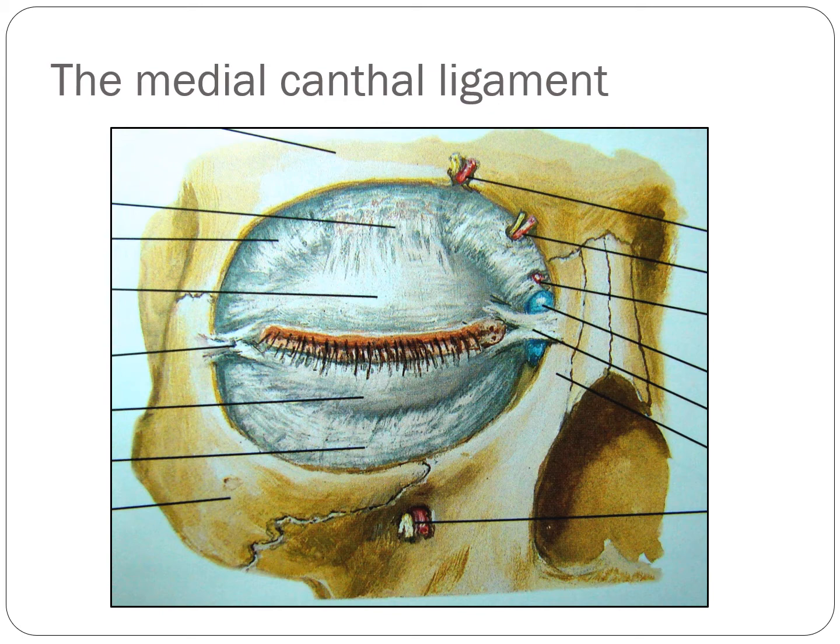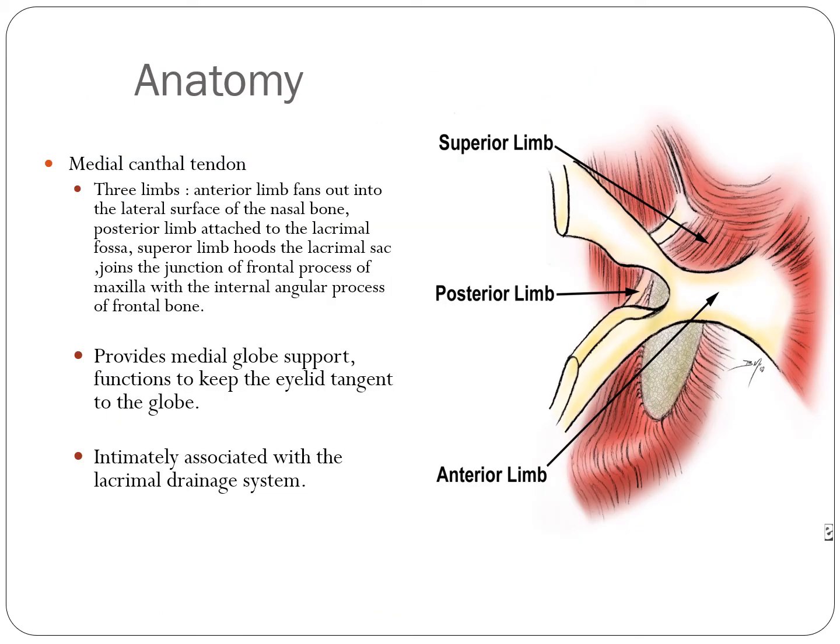So the surgical anatomy regarding the nasoorbital fracture: mainly, we already know the medial canthal ligaments are situated inside the orbit. So what is the anatomy of the medial canthal ligament? It provides the medial support and function to keep the eyelid apposed to the globe, and is also intimately associated with the lacrimal drainage system. It inserts into the lateral surface of the nasal bone, posteriorly the lacrimal fossa. The superior limb hosts the lacrimal sac and joins the frontal process of the maxilla within the frontal bone.